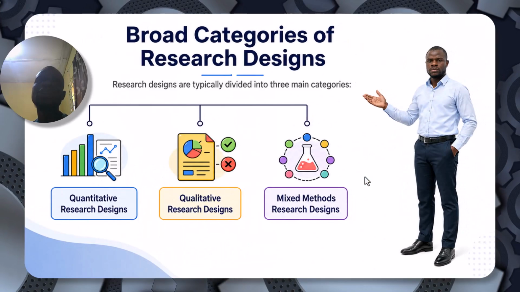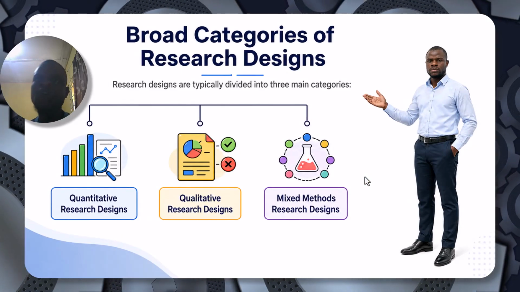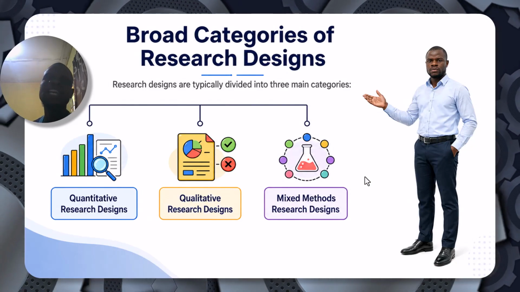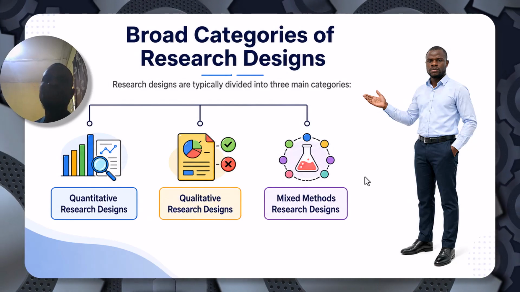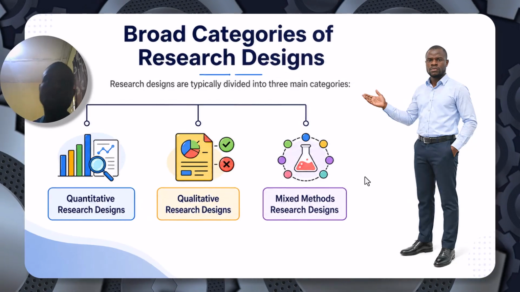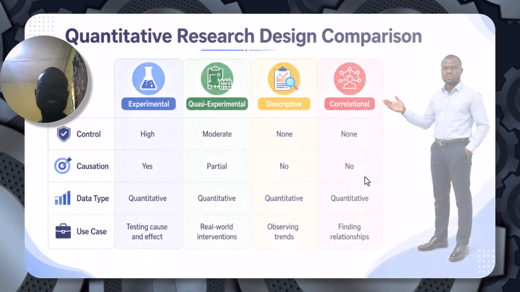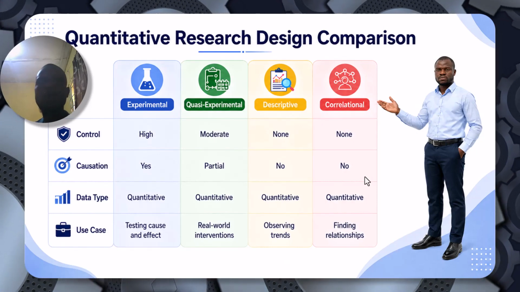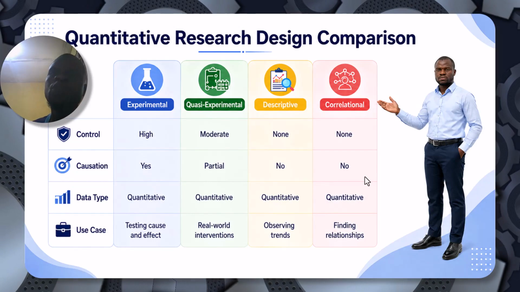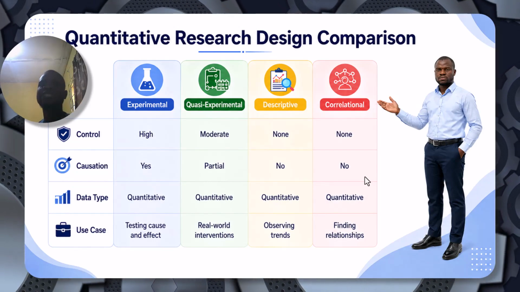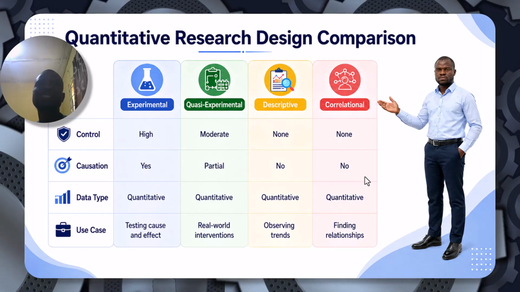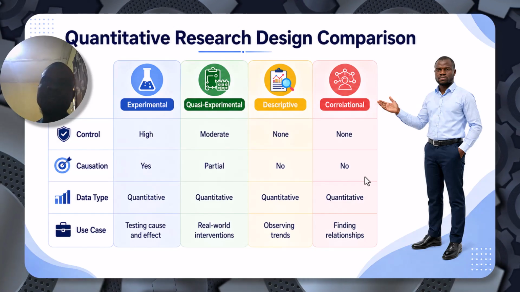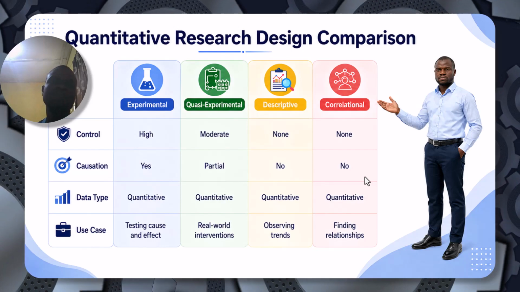Research designs are generally grouped into three main categories. We have quantitative, qualitative, and mixed methods. Each category serves a different purpose depending on what you are trying to achieve. Now let's discuss quantitative research design. Quantitative research design focuses on numbers, measurement, and statistical analysis. This type of research is best when you want to test a hypothesis, measure variables, or examine relationships between factors.